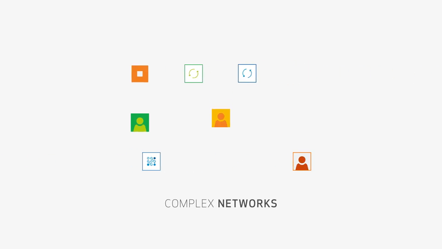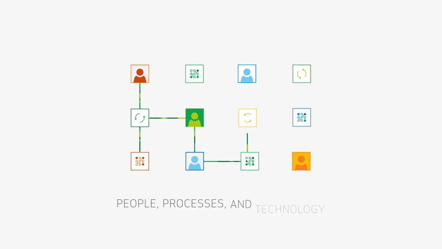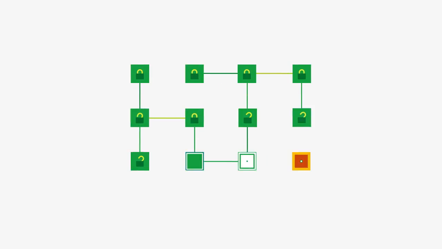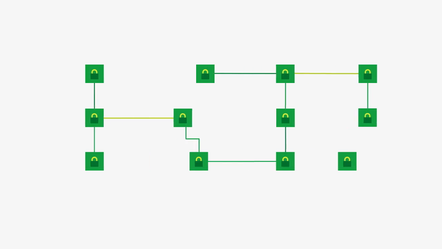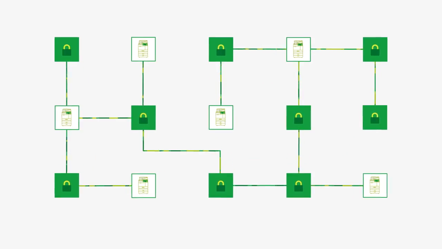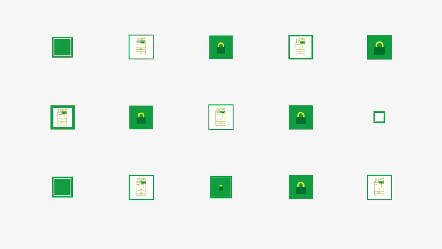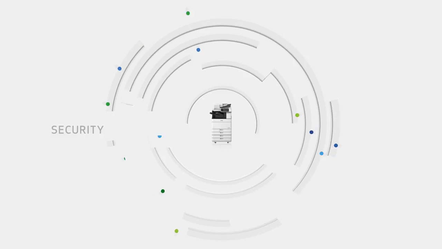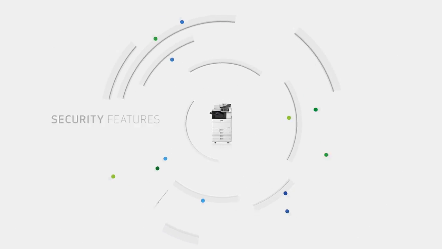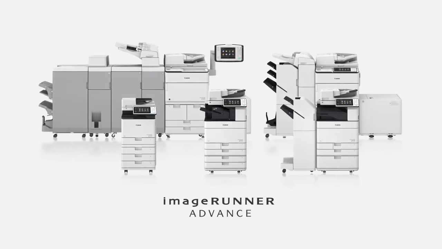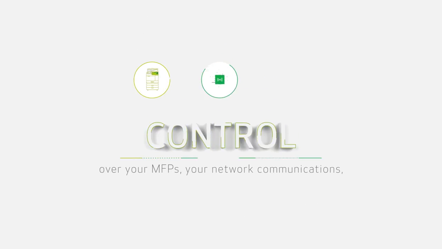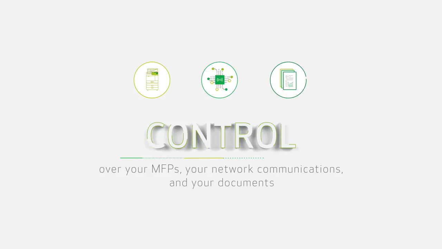Your organization relies on complex networks of connected people, processes, and technology to get the job done. And securing data is more important than ever before. Your multifunction printers are an integral part of this connected network. With built-in and frequently updated security features, the Canon ImageRUNNER Advanced Series helps you gain higher levels of control over your MFPs, your network communications, and your documents.